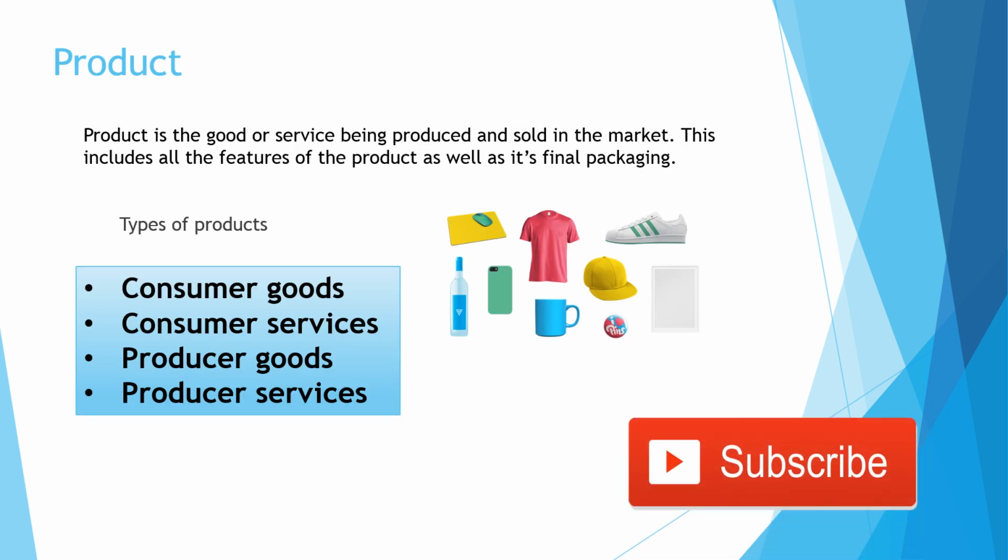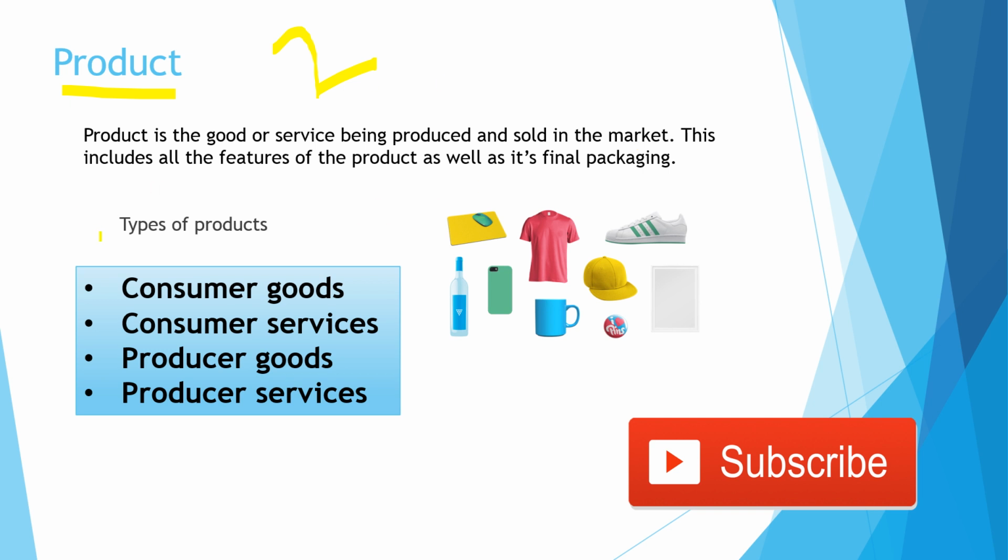That was the first P of marketing mix, which was price. Now we're going to cover the second P of marketing mix, which is product. Product is the good or service being produced and sold in the market. This includes all the features of the product as well as its final packaging.